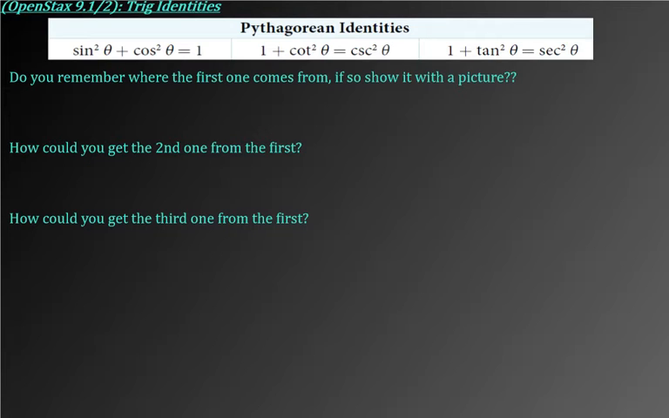Identities are really what they sound like. It's basically an identification between some sort of trig expression. So over here, sine squared theta plus cosine squared theta, and the number 1, right? We actually saw this one at one point, and I'll talk about where it comes from in a second. But this is another famous trig identity, and this is another famous trig identity.